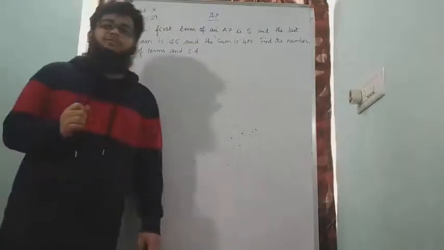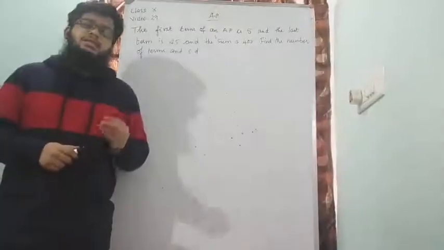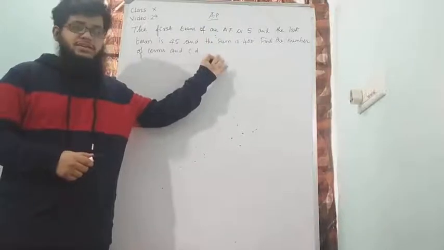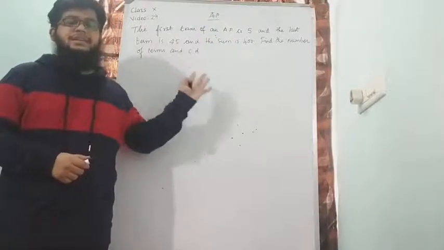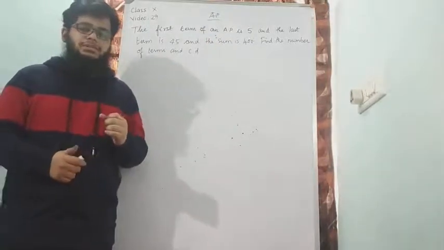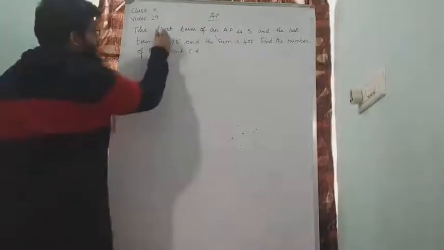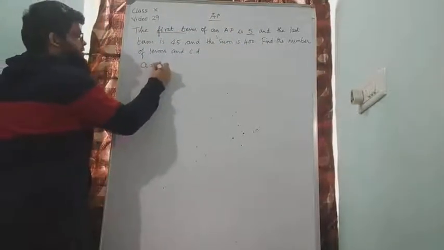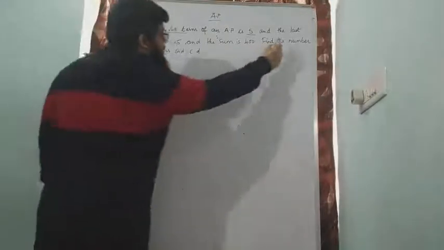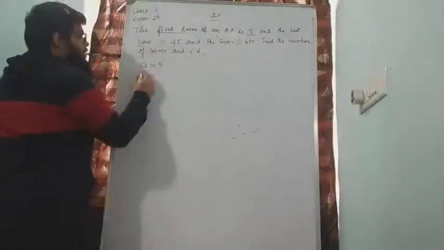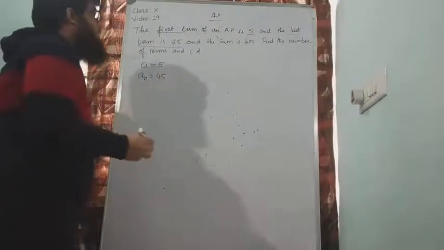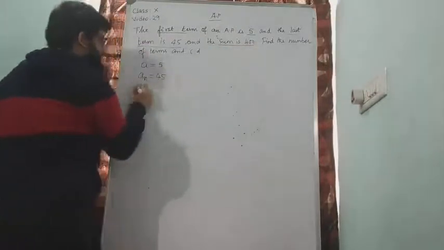Whenever you have statement problems, there are always marks for converting this entire question into equations, that is writing the data. At least you have some marks. So first term is 5. First term is given by the letter A. A is 5. Last term is 45. Last term means AN. AN is 45. Sum is 400. Sum means SN.